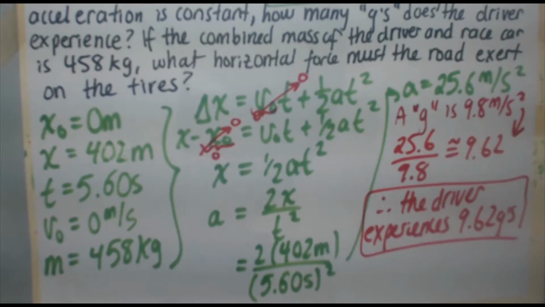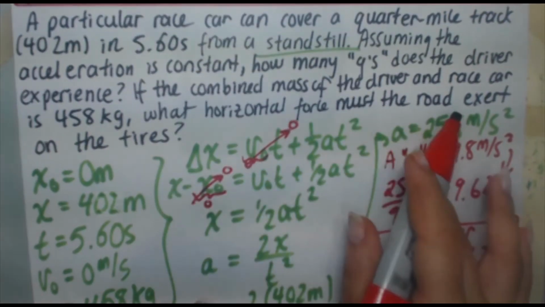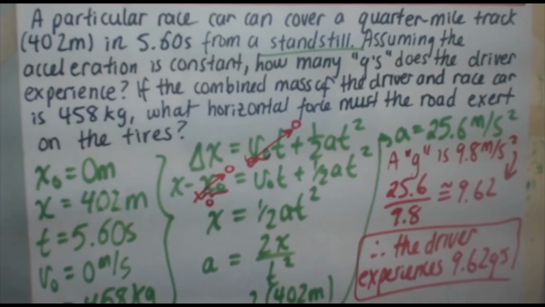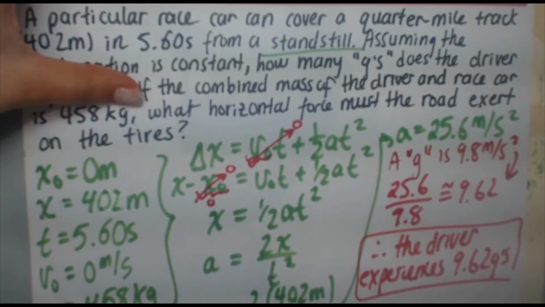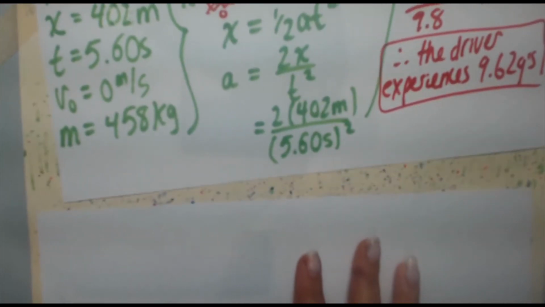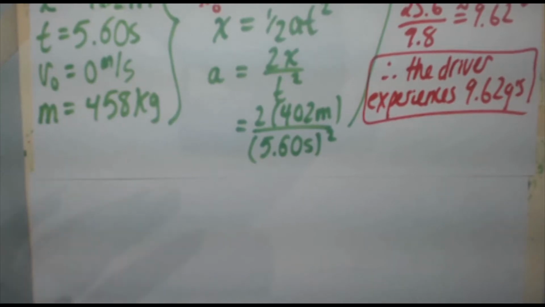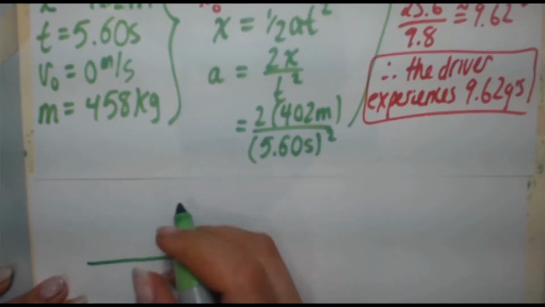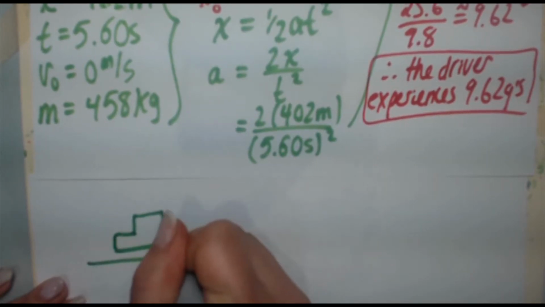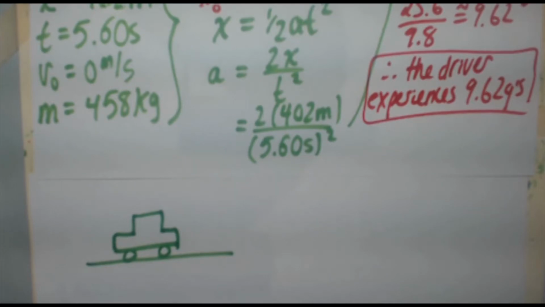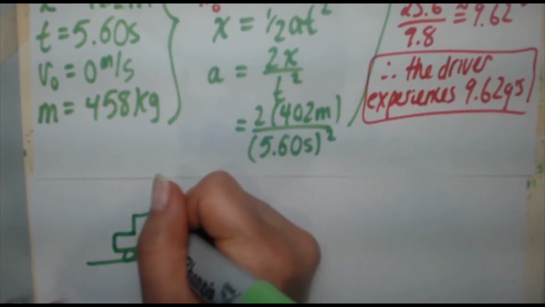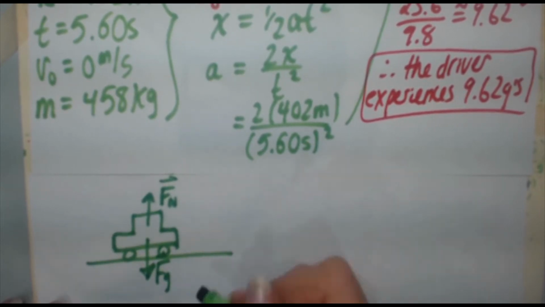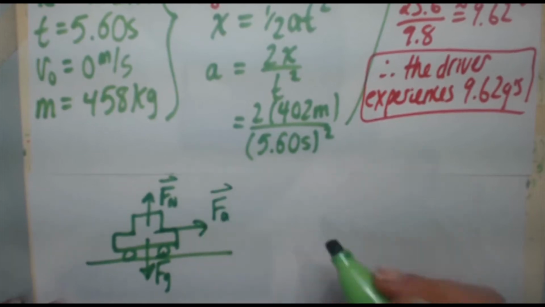Now for the next part, we have to find the horizontal force the road exerts on the tires. Because we found acceleration and now we're dealing with force, I'm going to draw a free body diagram, always an important part of any problem with Newton's laws. We've got our road, our race car, the normal force going up, the gravitational force going down, and an accelerating force, Fa, going forward.